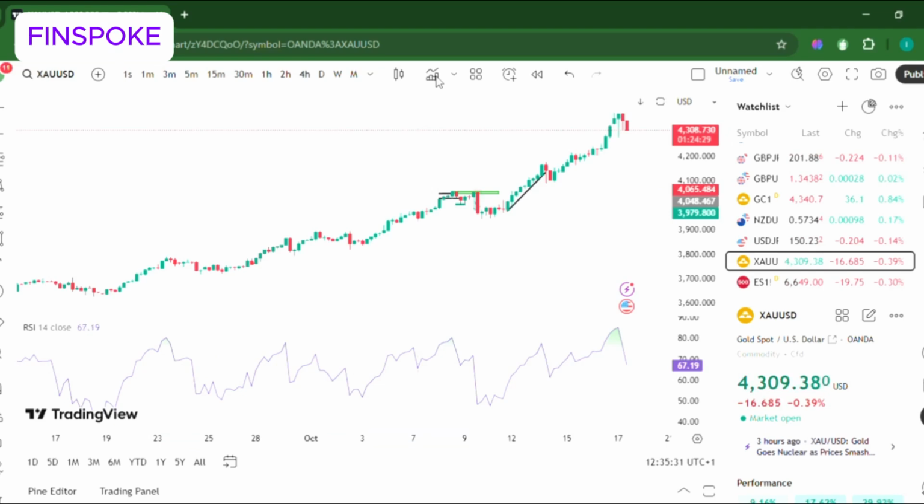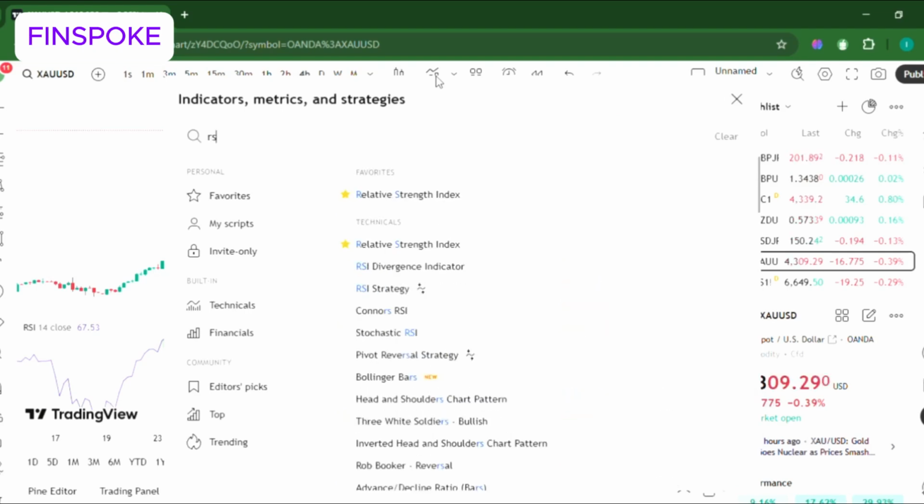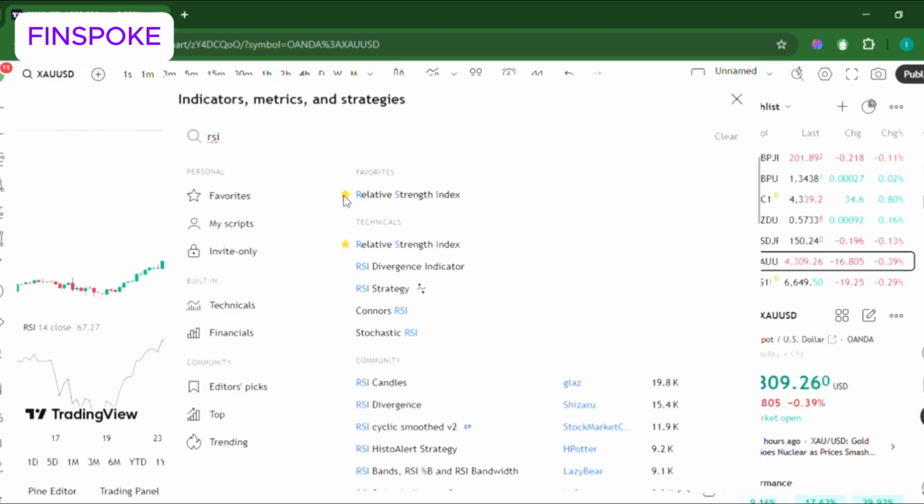You head over to your indicator section and type RSI. This one, if you want it to be in your favorites, you just click on the star. So it's already on my chart. I will not click on it again, but for you, if you want to add it, you just click on it and it will appear.